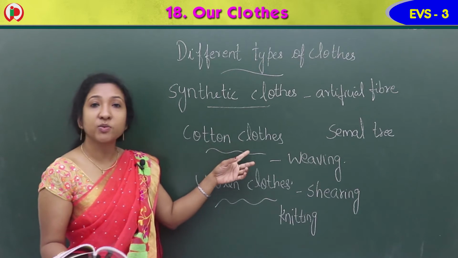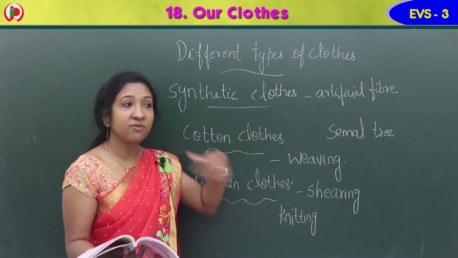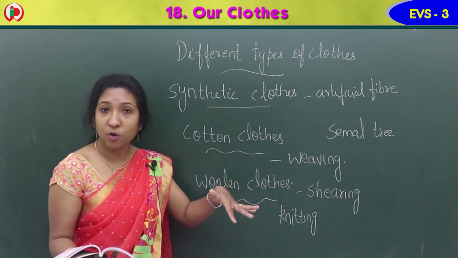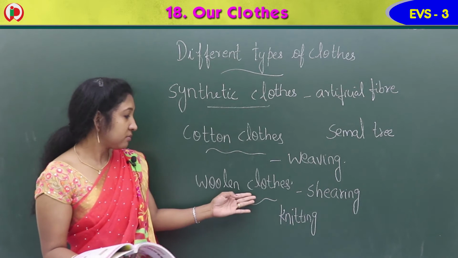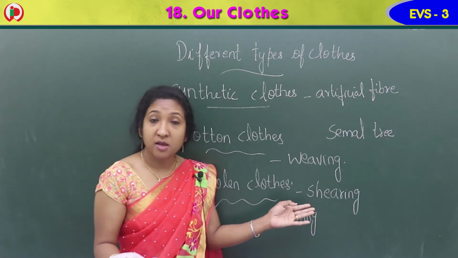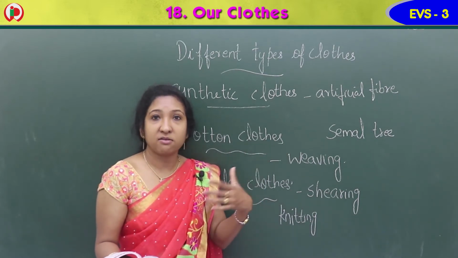Then cotton clothes: we get cotton from the cotton plant. After getting cotton, we spin it into yarn. From yarn we make cotton clothes. Then woolen clothes: we get wool from sheep. First we have to remove the wool or hair of the sheep.